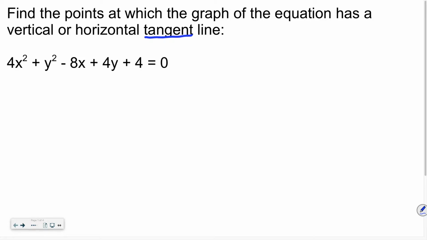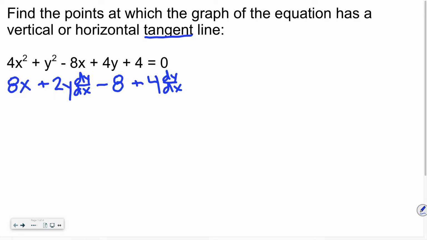Okay. The derivative of 4x squared is 8x plus y squared, 2y dy dx, minus 8, plus 4 dy dx, plus... equals 0. Awesome.